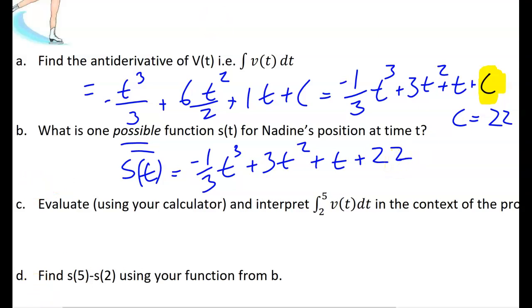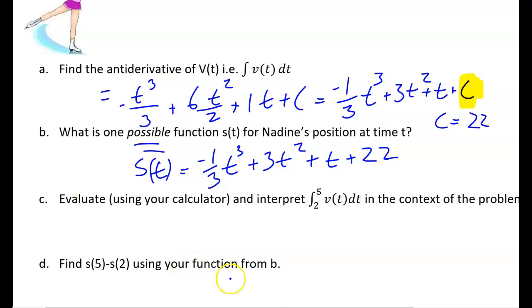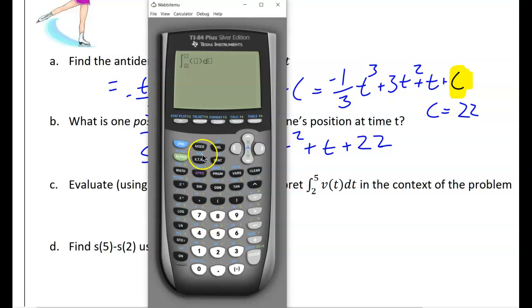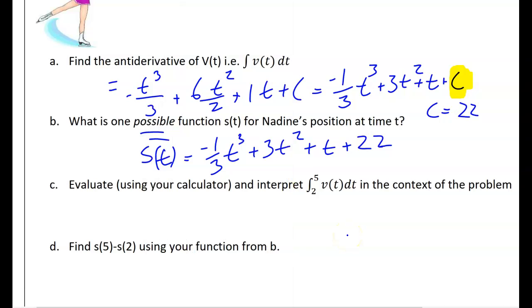Okay, now we're asked to use our calculator to evaluate the integral and interpret it in the context of the problem. So I'm going to do that real quick. You guys did this way back when, right? So you know how to do this for sure. So I hit math, and then I'm going to hit the number 9, and the integral from 2 to 5 is what I want. And then I'm going to type in my function exactly as it appears, and it spits out 27. Okay, that's 27, and my units was meters.